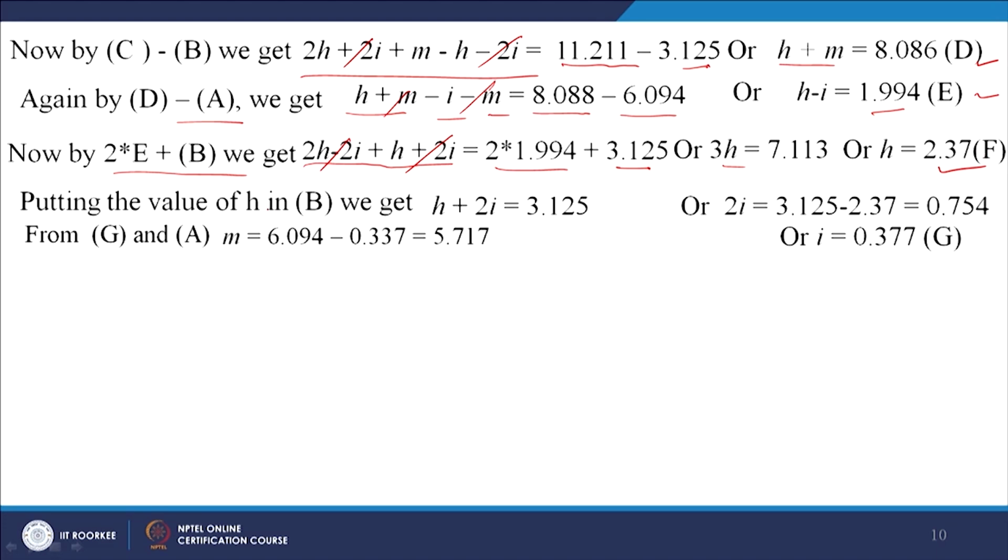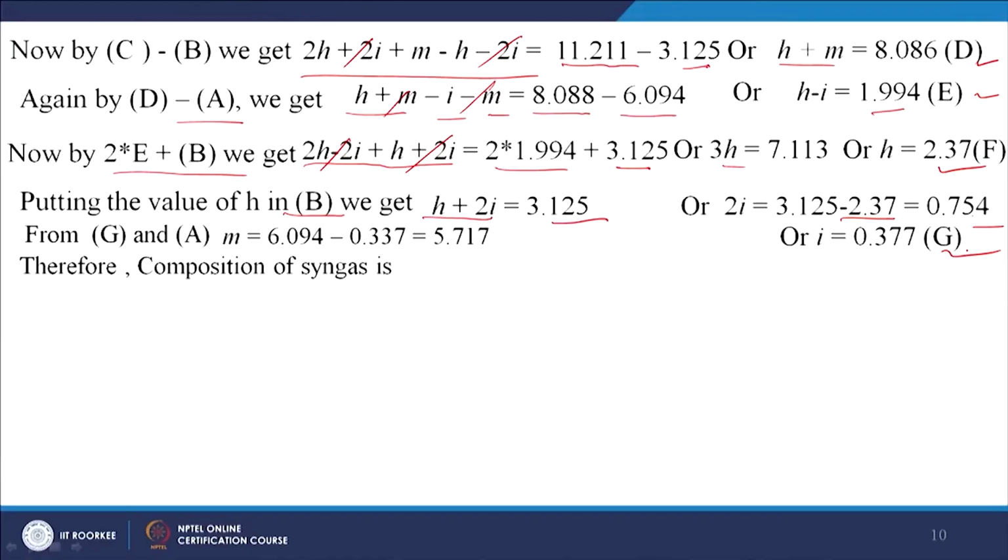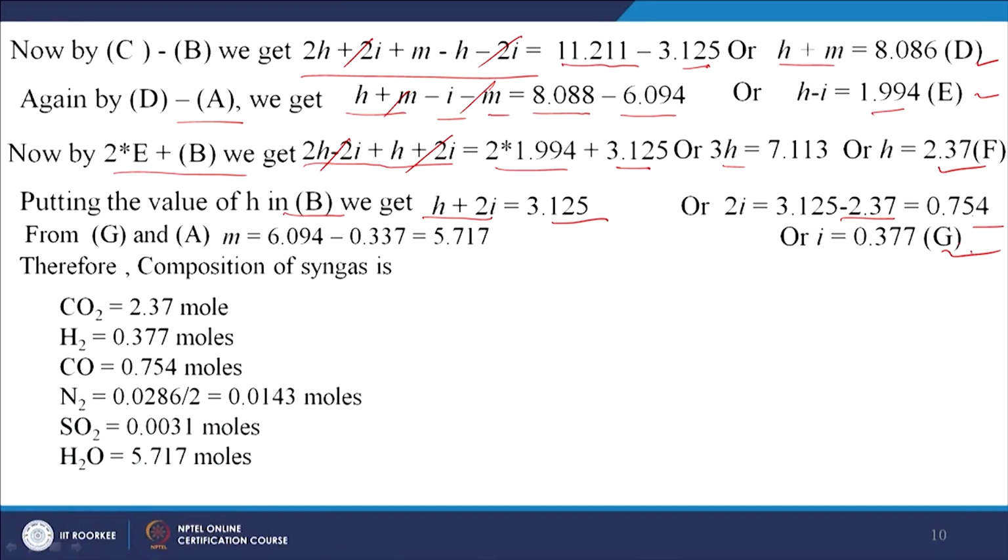So putting the value of H in B, we get H plus 2I equal to this one, or 2I equal to this minus the value of H, that is 2.37, that is equal to 0.754. So I is equal to, divided by 2, 0.377. That is another expression we are giving as G. Now from G and A we can get M is equal to this minus this equal to this one. So now we have got the value of all the coefficients.